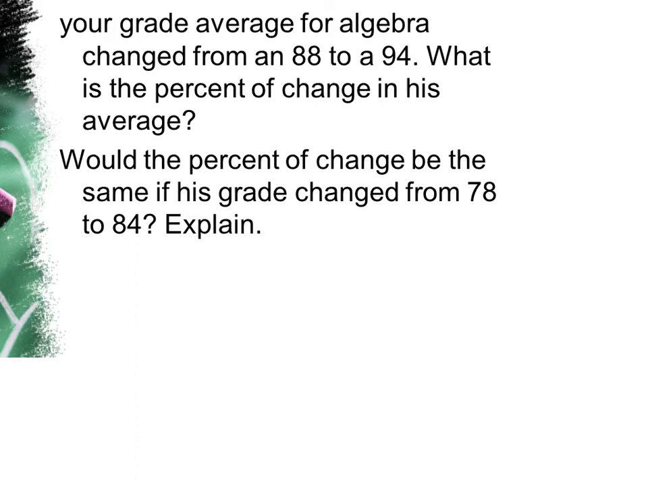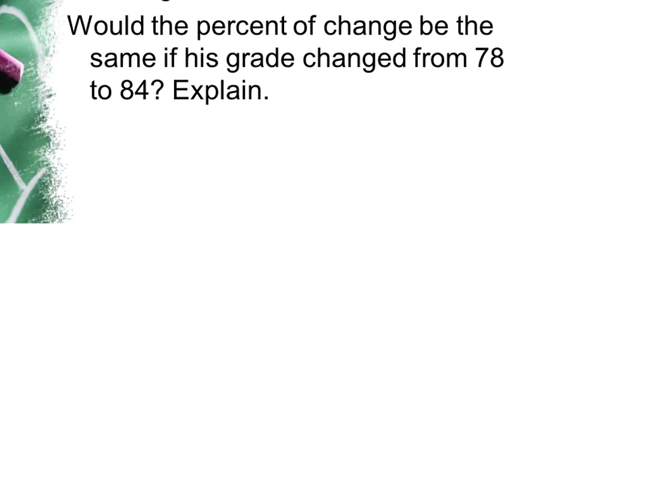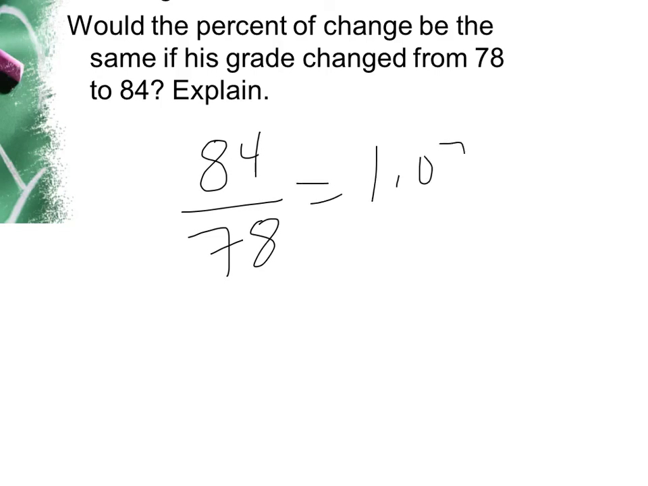The next thing it says is, would the percent of change be the same if his grade changed from 78 to 84? Well, let's take a look. The change from 78 to 84, the new is 84, and the old is 78. So if you do 84 divided by 78, you get 1.07, which is 107%, but the percent change is 7%. So you actually have a higher percent change with the smaller numbers. That's pretty interesting.